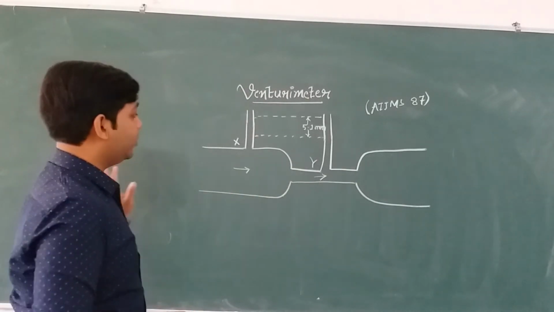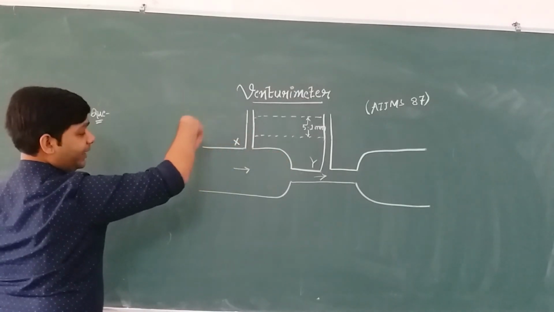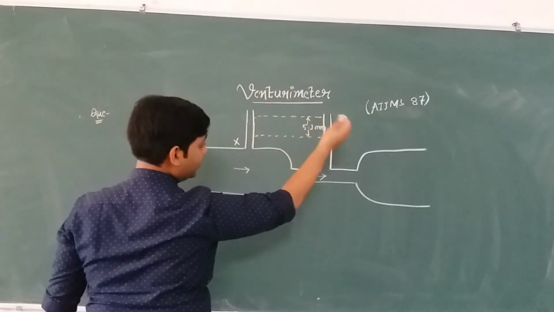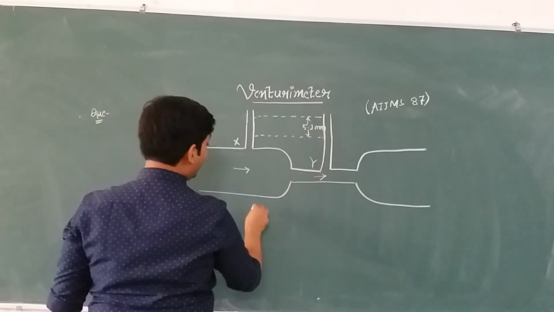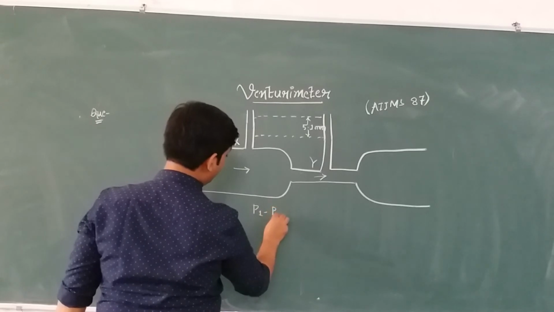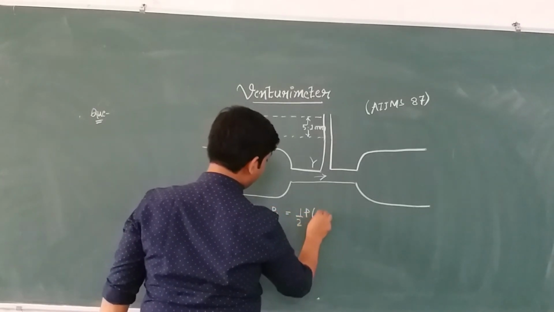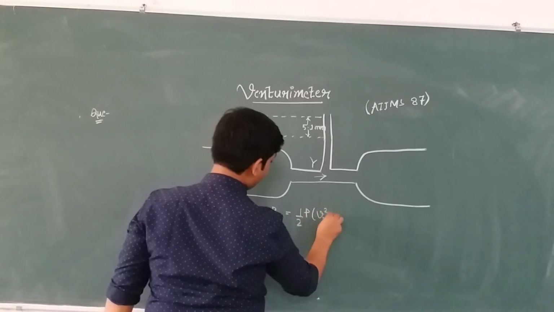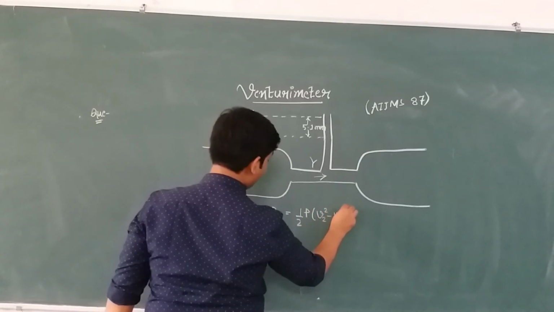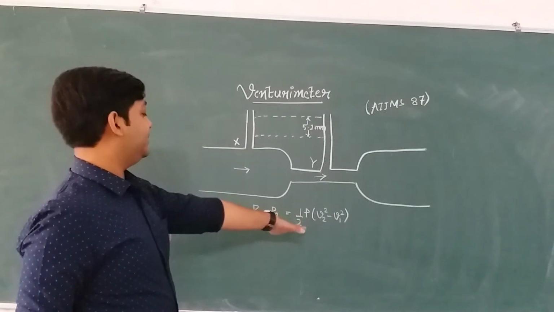Let us use Bernoulli's theorem. Because the tube is horizontal, the height and the potential energy per unit volume on both sides will get cancelled, and we will have P1 minus P2 is equal to half rho (V2 square minus V1 square). After applying Bernoulli's theorem, we get this expression.